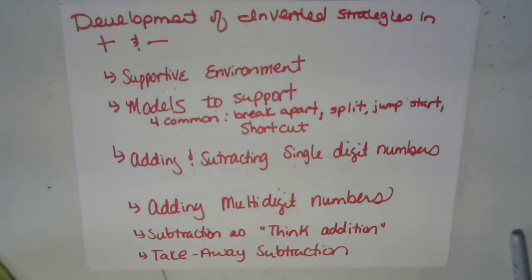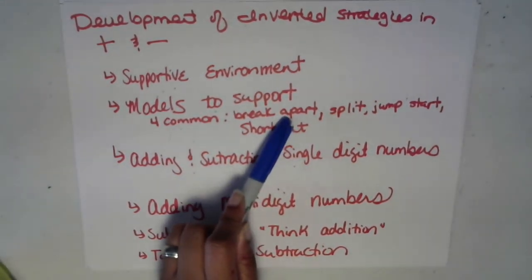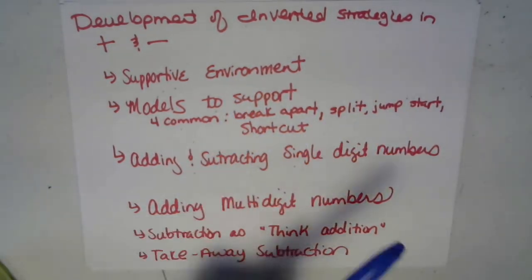There are 4 common types of inventive strategies to solve addition and subtraction, and that means basically that we're allowing students to invent a strategy, but chances are when it comes to addition and subtraction, they're going to come up with one of these 4. They're either going to break it apart, split it, jumpstart, or shortcut.